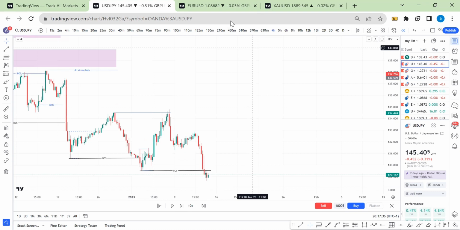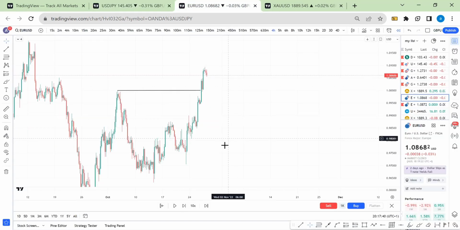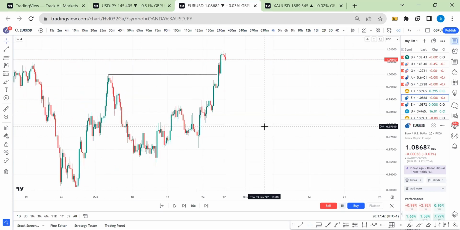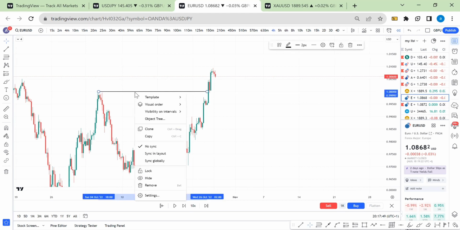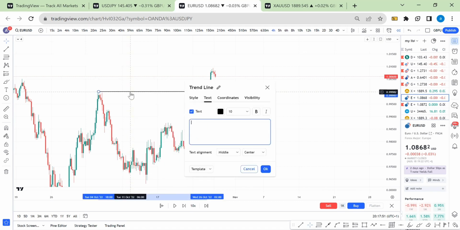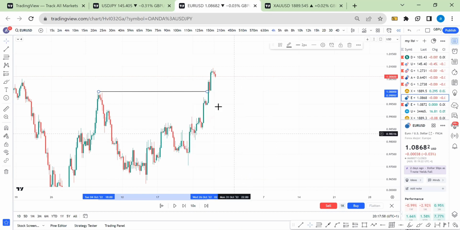Let's see one more example on Euro USD. Okay, so let's say we have this Euro USD here. Price broke this. Price broke this. Okay, we have BOS here. Price broke that. So immediately price breaks, we start looking for pullback.